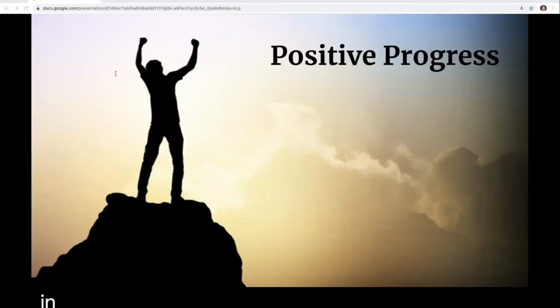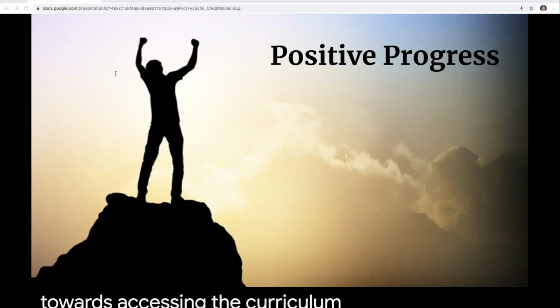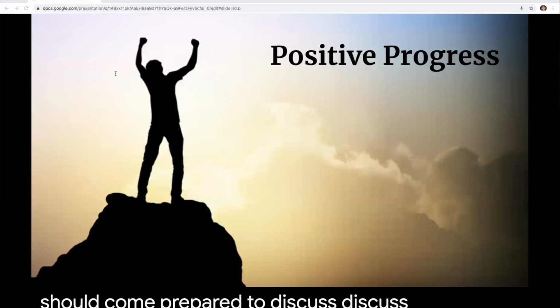Remember, an IEP is developed in order to create goals that will allow a student with disabilities to access the general education curriculum and make progress towards standards. Therefore, the ARC needs to discuss how the current IEP led the student to make positive progress towards accessing the curriculum. This is an important part of the IEP process, and each member of the ARC should come prepared to discuss the student's strengths and progress, as well as their areas of need.